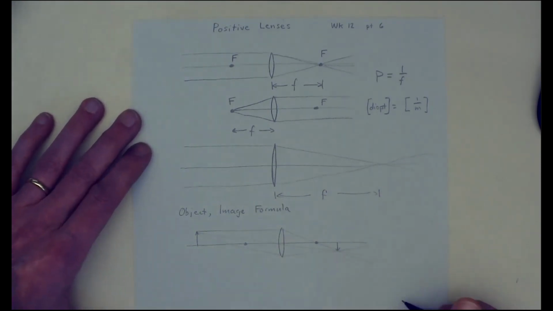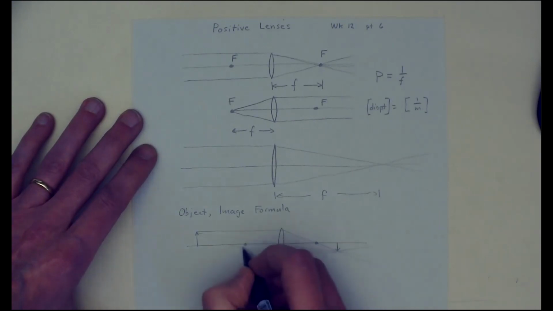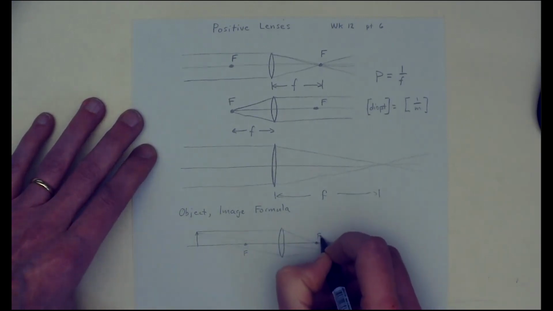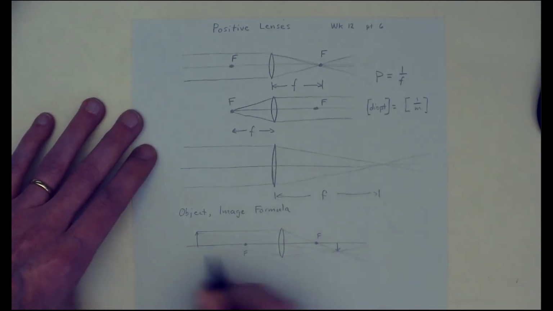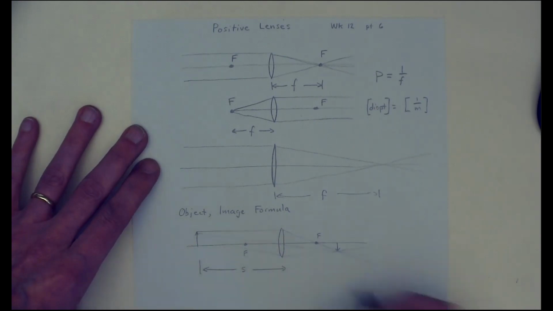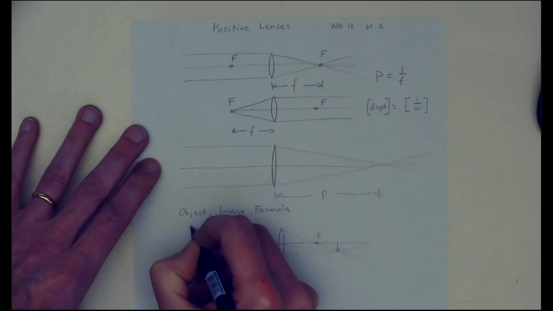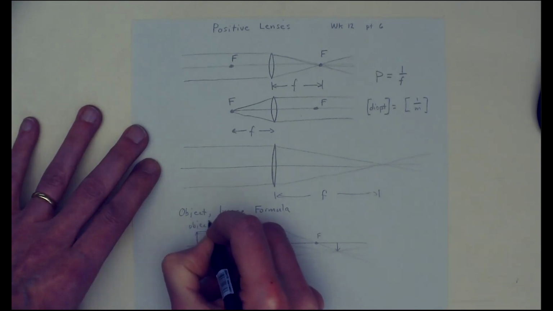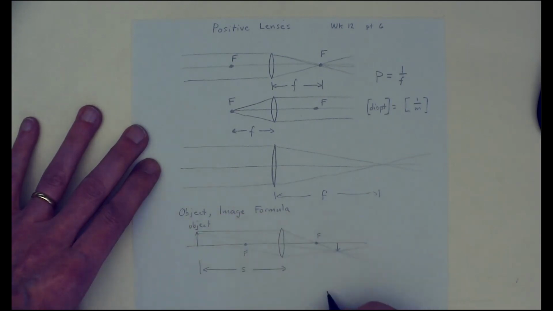Can we calculate that somehow? This is sort of our stereotypical case where we've got these focal points, we've got a positive lens, we've got an image sitting in the usual place. The way we define the distances is by labeling how far away the object is from the lens, and how far away the image is from the lens.